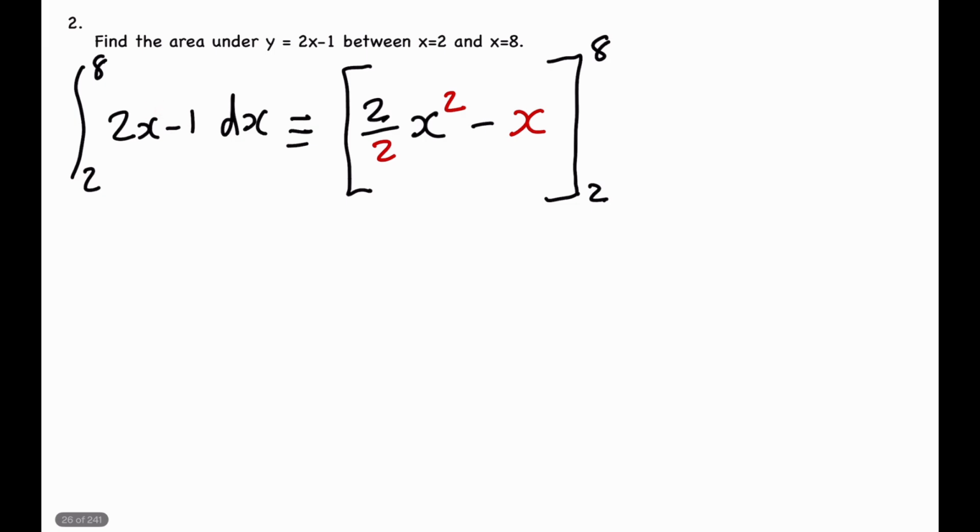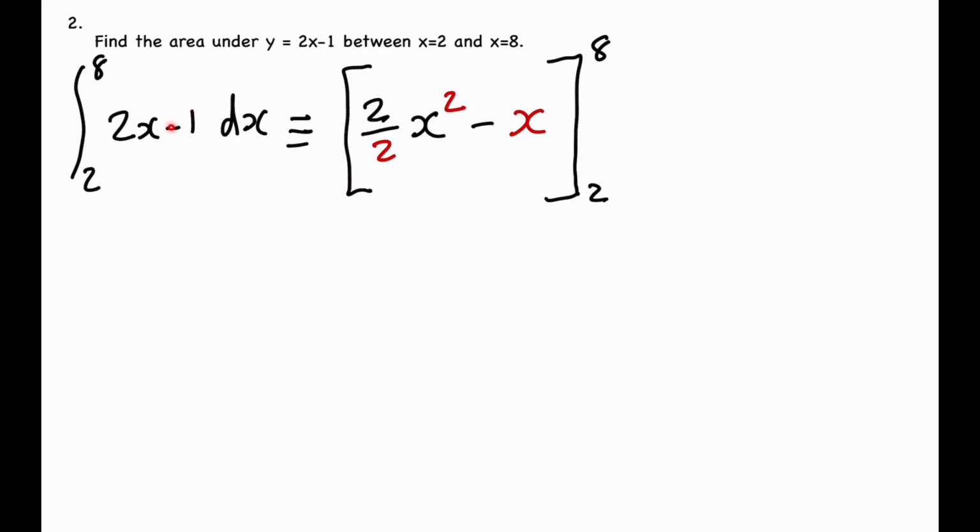So now let's move on to a question where they're asking find the area under y is equal to 2x minus 1 between x is equal to 2 and x is equal to 8. So first, what we will do is write our notation like this, where 8 is our upper limit and 2 is our lower limit. And we will need to integrate this function. So remember, increase the power by 1. So we'll get to the power of 2, so squared, and divided by 2, which is the new power. So we'll get 2 over 2 times x squared.